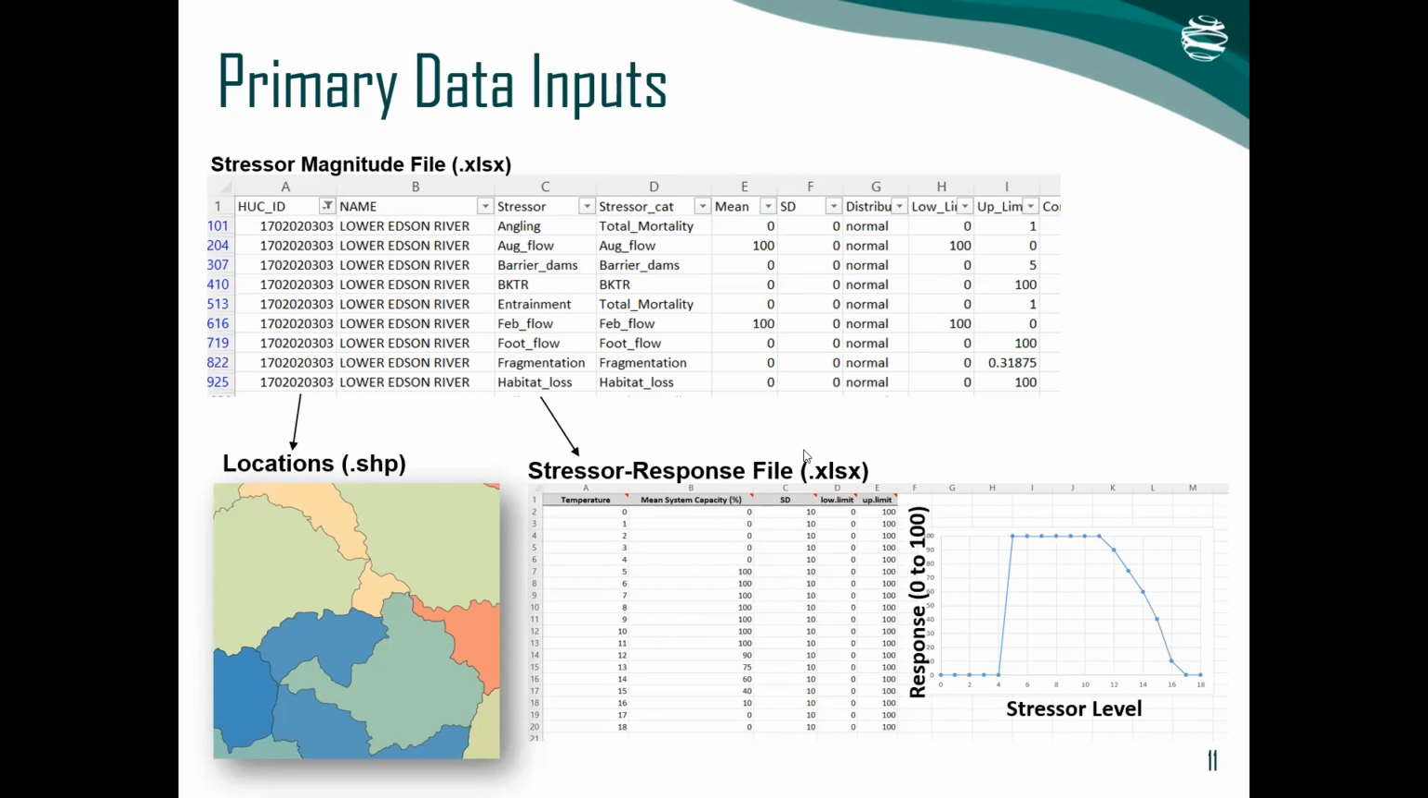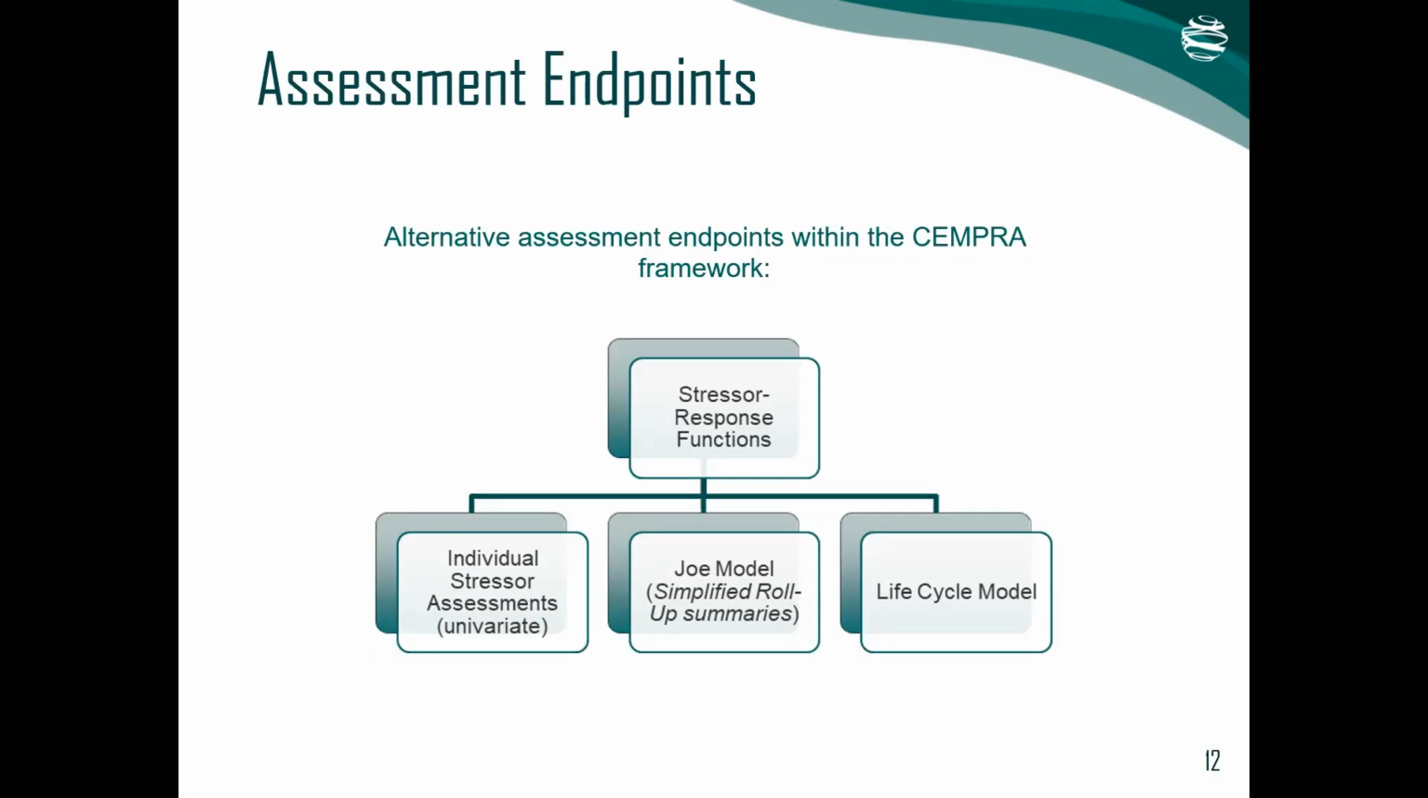We'll come back to the specifics of these later, but what's important to note is that the format of these inputs allows for stochasticity in both the stressor magnitude and the stressor response relationships. So within the CEMPRA toolbox, we have three different types of assessment endpoints that we can look at. All of these are based on the stressor response functions.